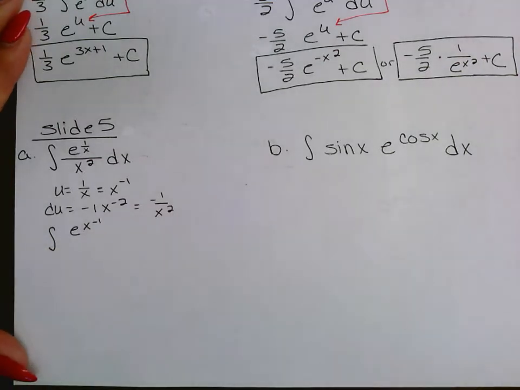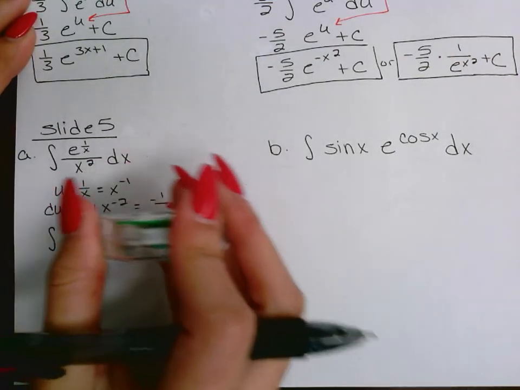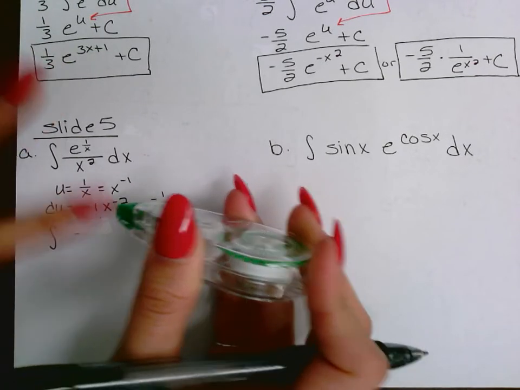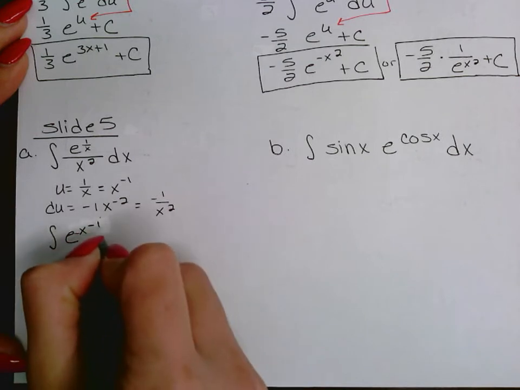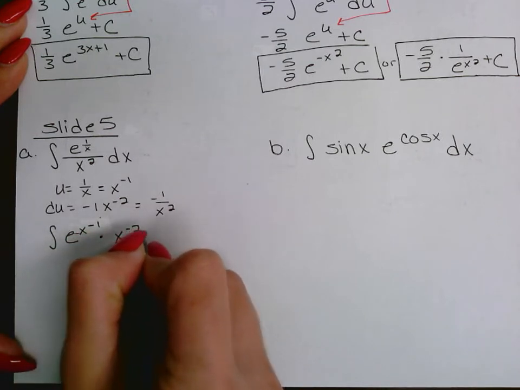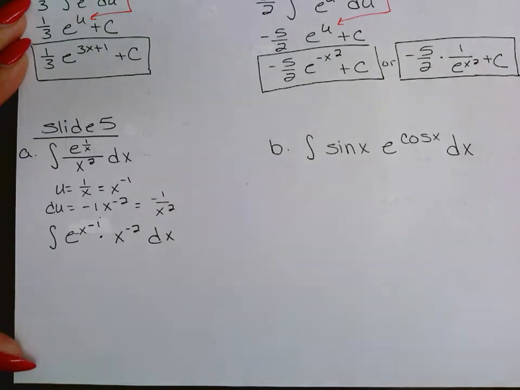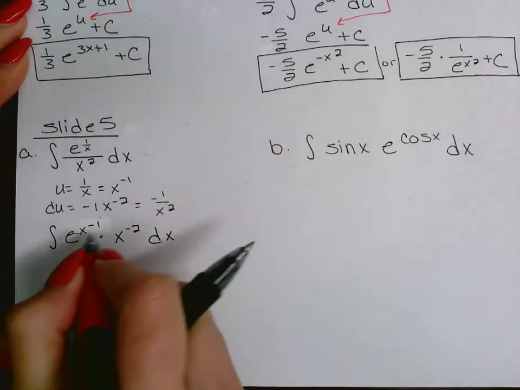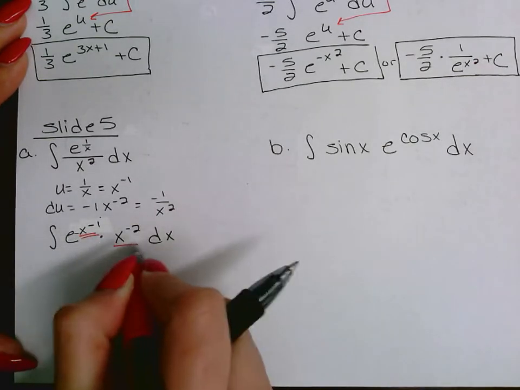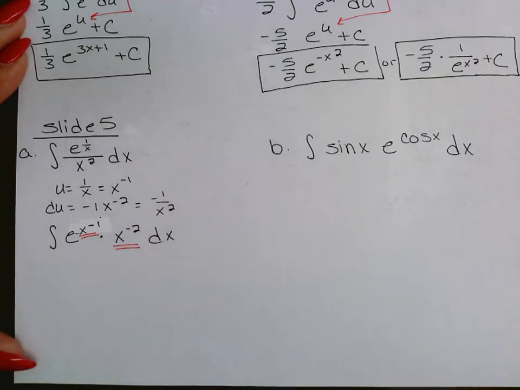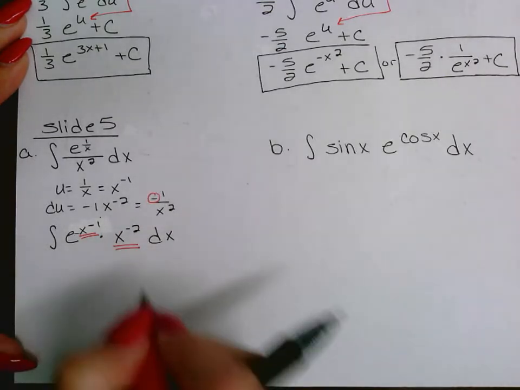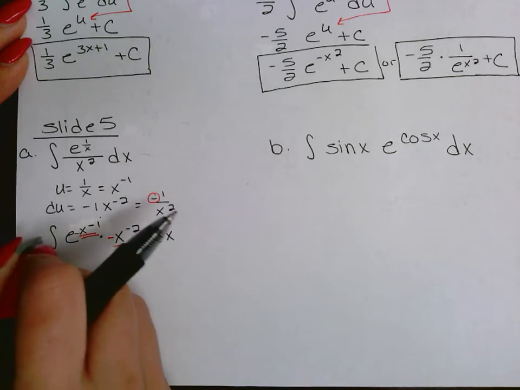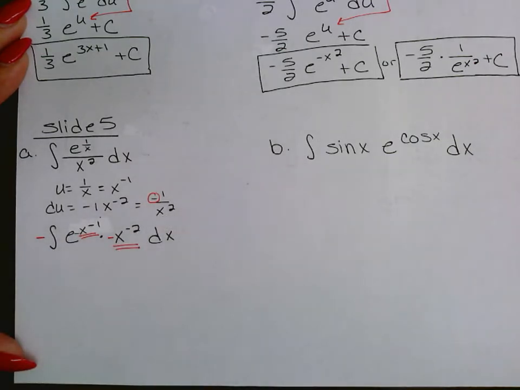Oh, I wrote it wrong. Hold on. Pause. So e times x to the negative first times x to the negative second. We see that? So now it might be a little easier for some of your eyes to see the u here and the du there. Is anything missing from my du? The negative sign. So you could put the negative here and then put 1 on the outside.